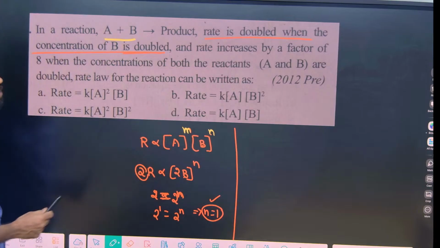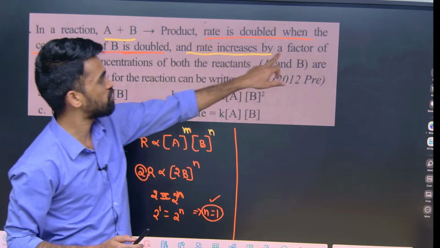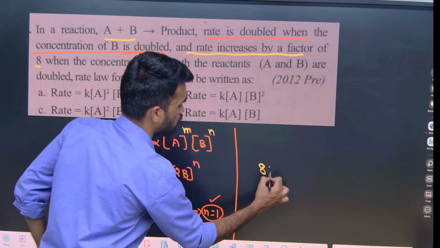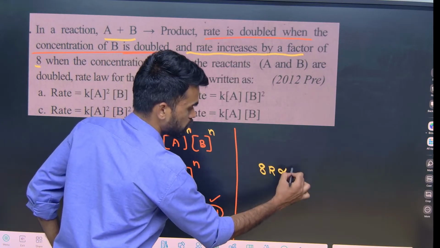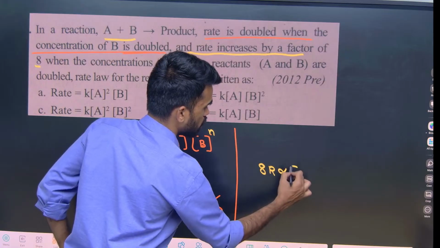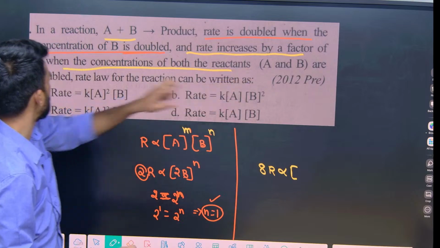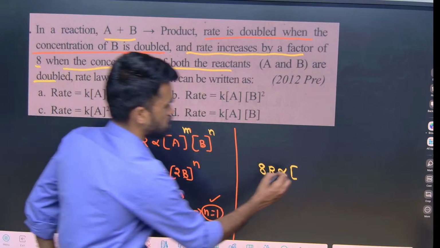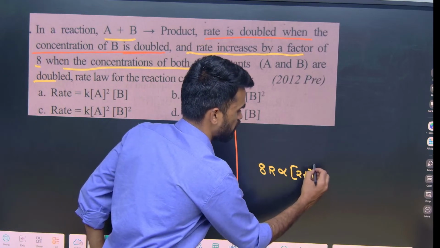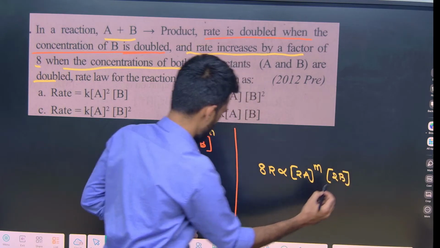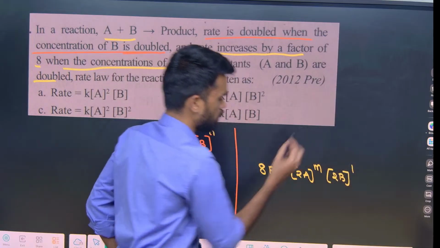Now read the complete question. The rate increases by a factor of 8. It means rate becomes 8R when concentration of both reactants A and B are doubled. It means this becomes 2A to the power m, and this also becomes 2B to the power n. So what is the n value we got? It is 1.